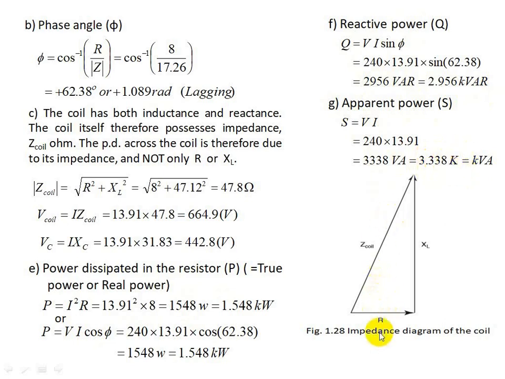Here the impedance diagram of the coil is shown. So this is the resistance, the horizontal component, and the vertical component is the inductance of the coil. If you add these two, you will get the impedance of the coil.